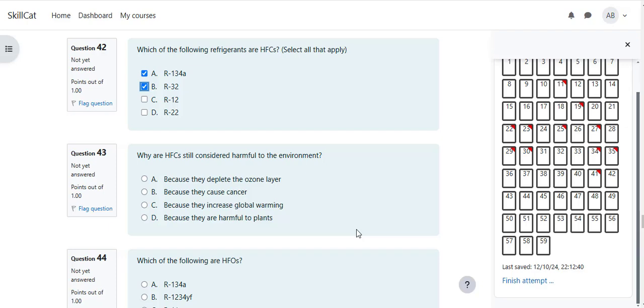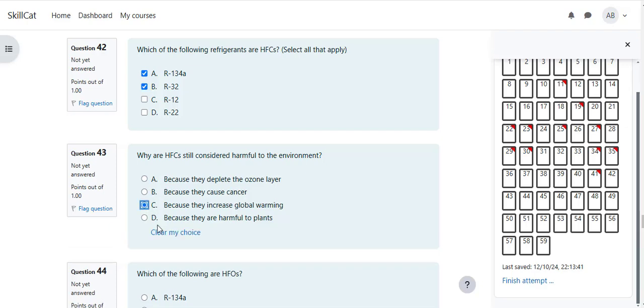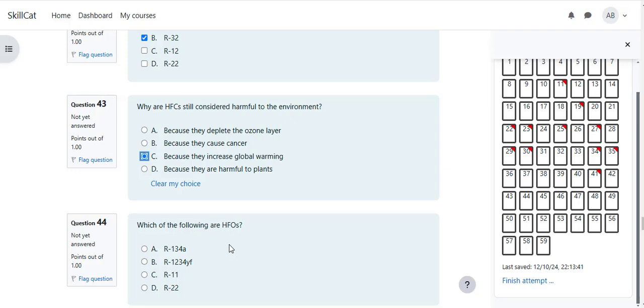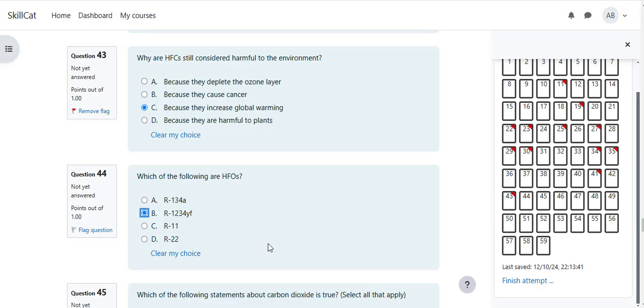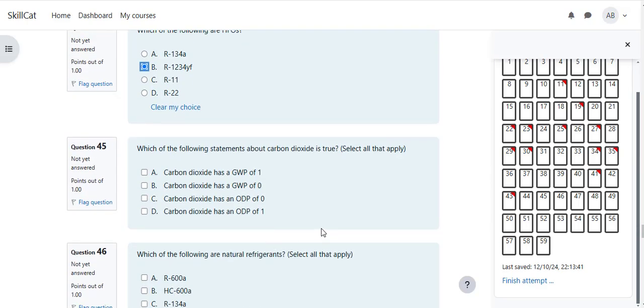Why are HCFCs still considered harmful to the environment? Because they deplete the ozone layer, because they cause cancer, because they increase global warming, because they are harmful to plants. I think. Don't remember this one. Which of the following are HFO? This one.